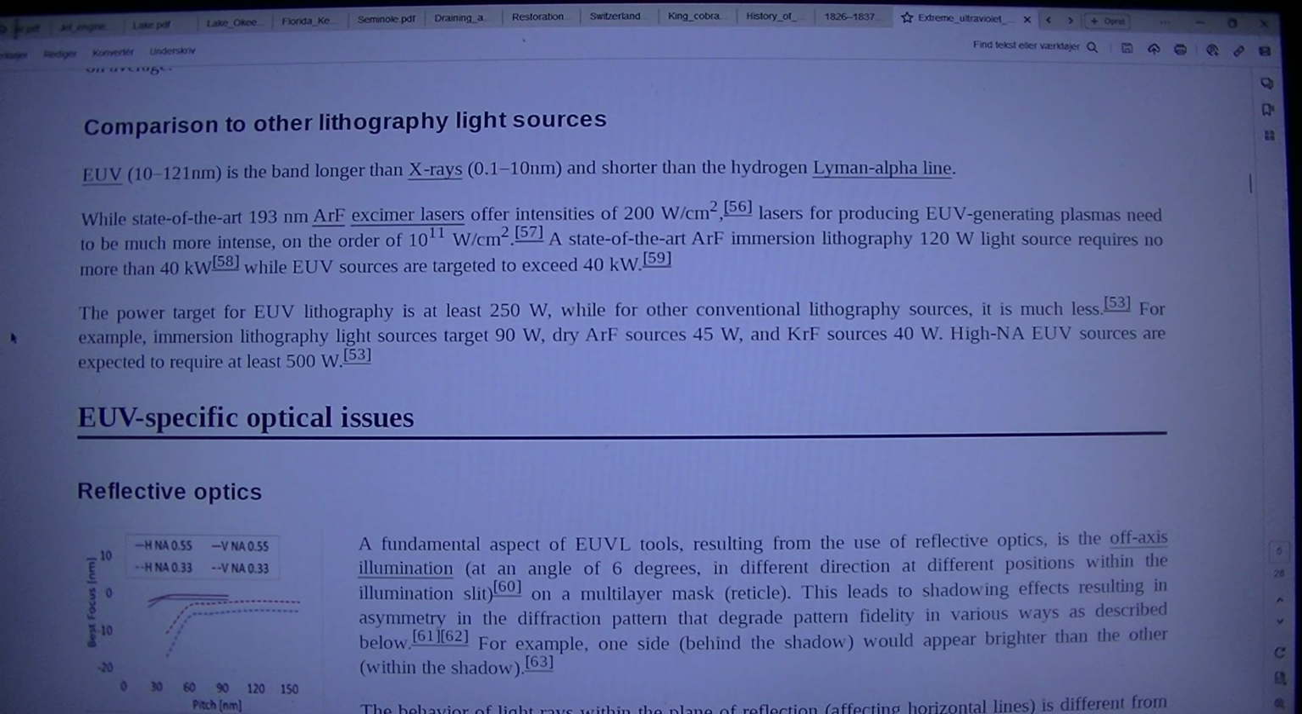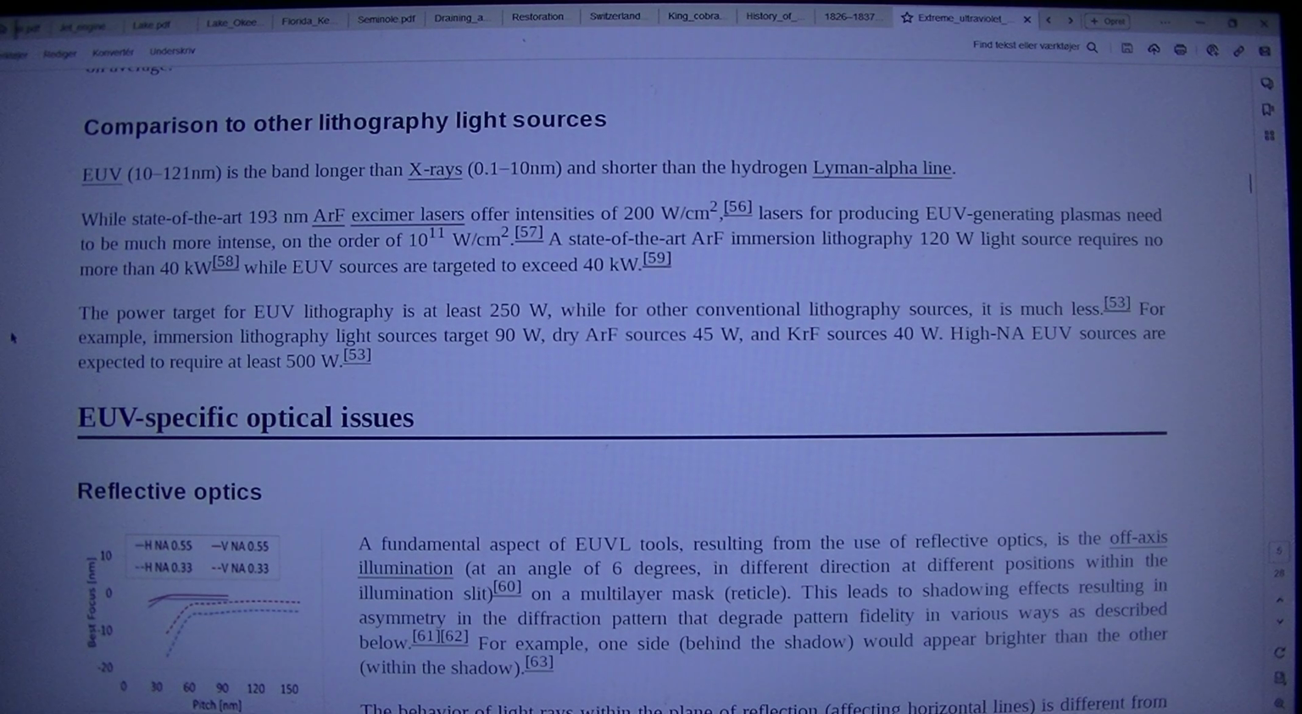EUV specific optical issues. Reflective optics. EUV H-V difference of focus. Horizontal, H, and vertical, V, mask, reticle pattern features are focused differently in EUV optical systems. The numerical aperture, NA, also makes a difference.